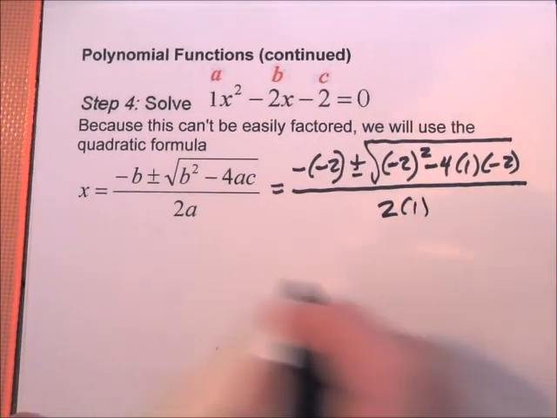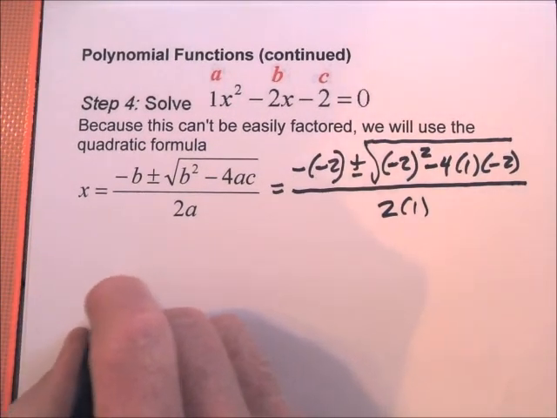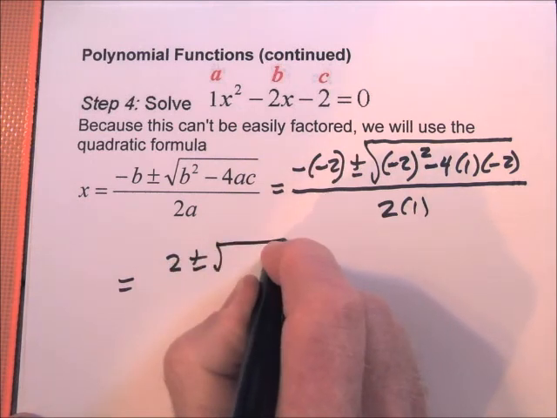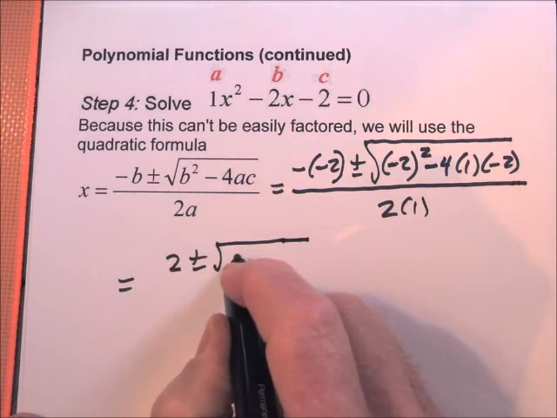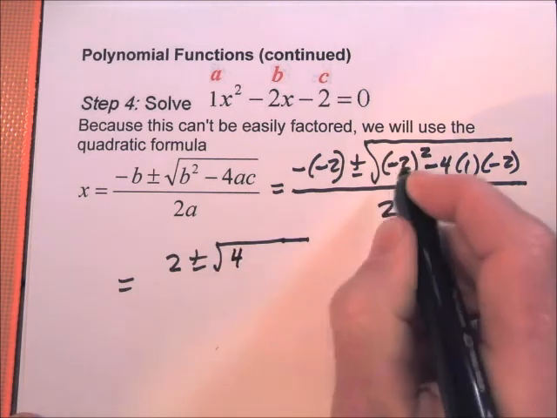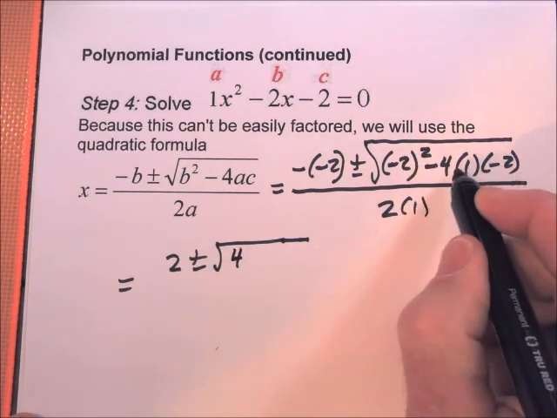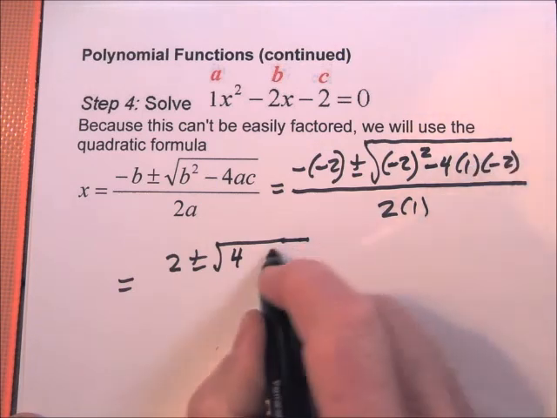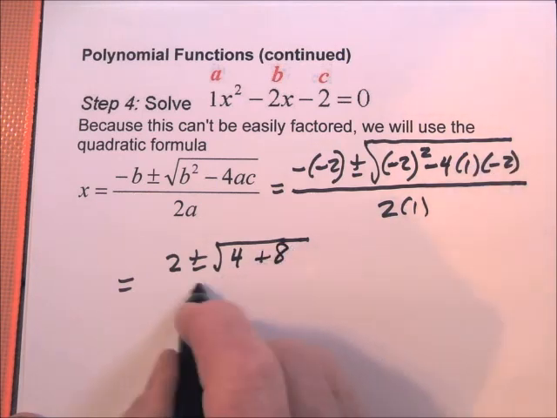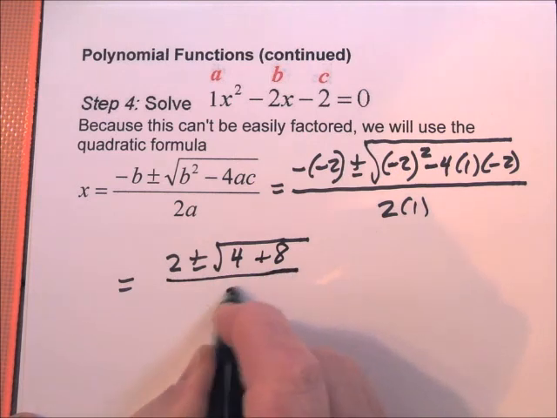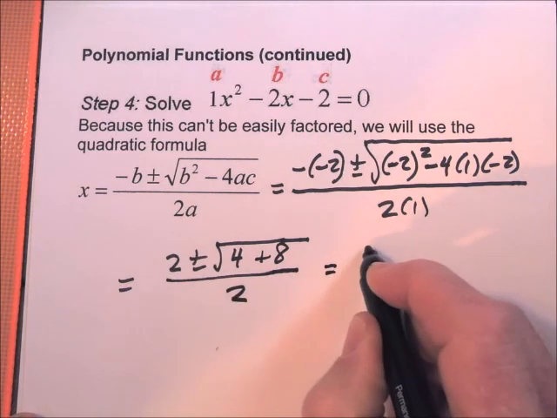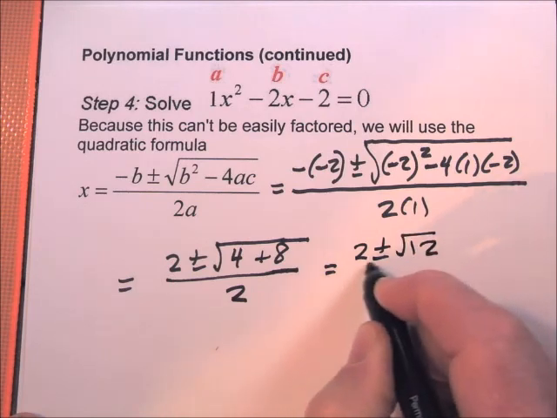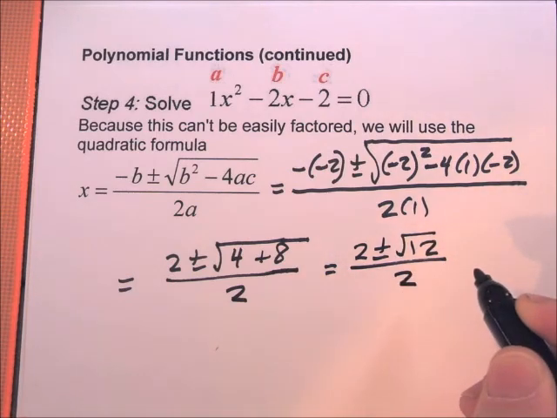Okay, so then double negative is positive, so it's going to be 2 plus or minus square root negative 2 squared. Negative 2 times negative 2 is positive 4. The minus sign is squared also. And negative 4 times 1 is negative 4. Then times negative 2 is plus 8. 2 times 1 is 2. So we can write this as 2 plus or minus square root of 12 over 2.